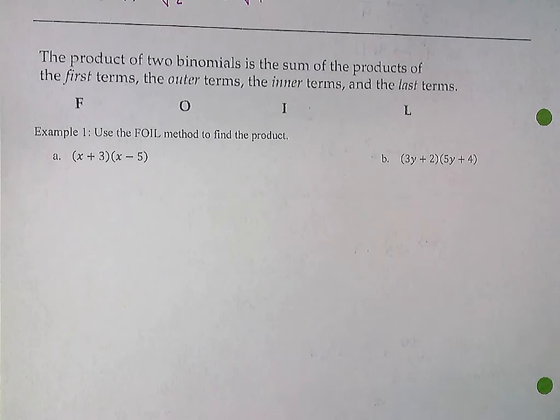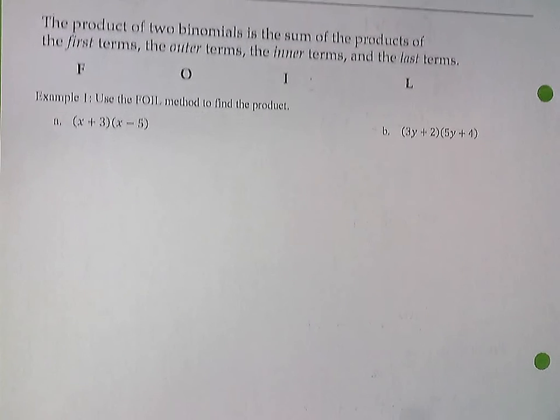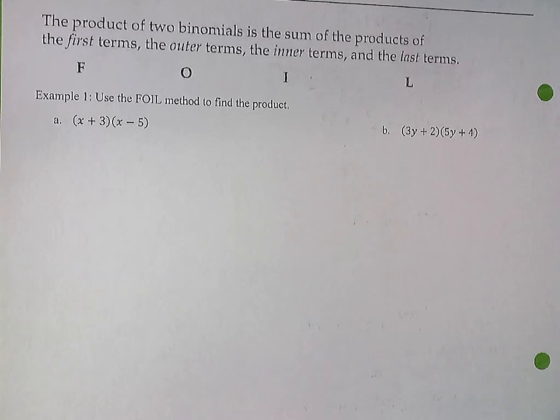So the product of two binomials is the sum of the products of the first terms, the outer terms, the inner terms, and the last terms. So FOIL: first, outer, inner, last. Okay, so we're going to find the product of these two binomials. So when you have that addition and subtraction between your numbers, you need to FOIL. Okay, that's what I was talking about before, where if they're multiplied together, you can distribute, but in this case, you have to FOIL.